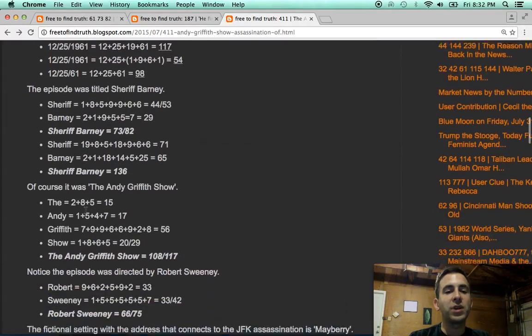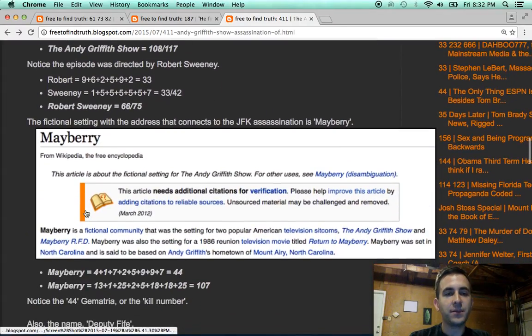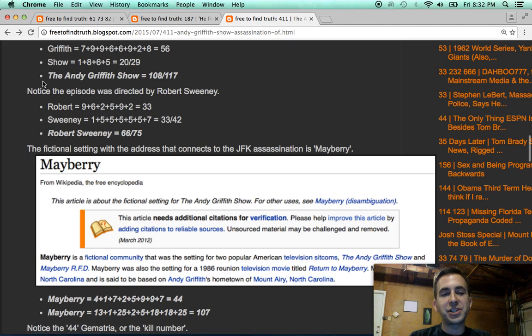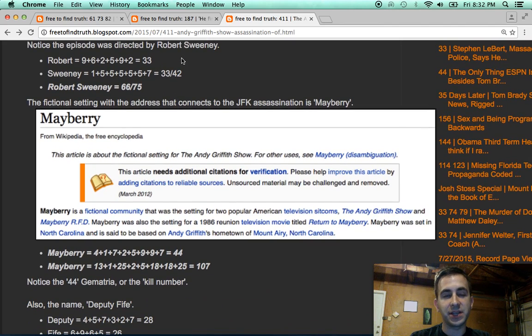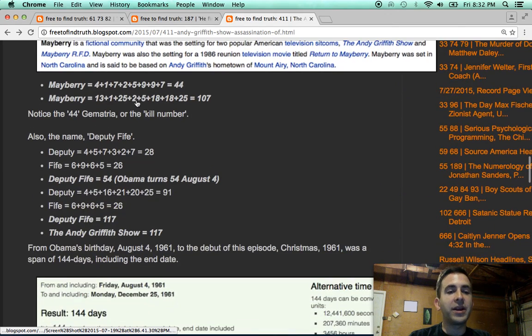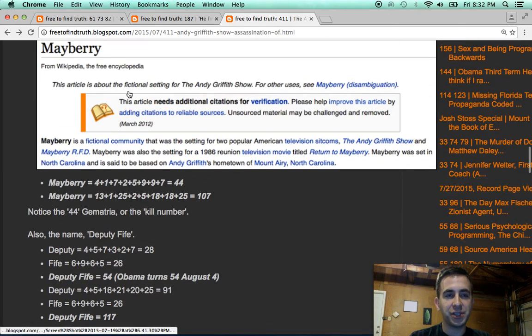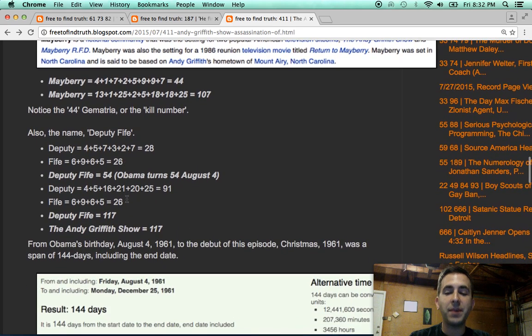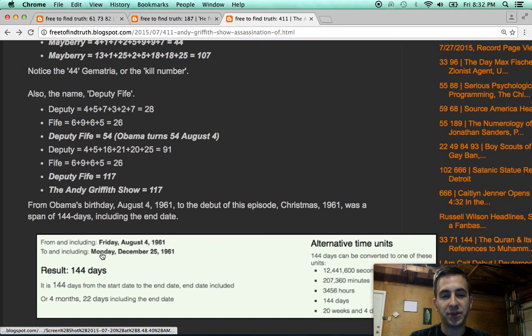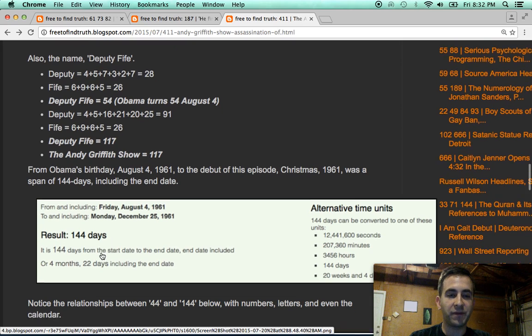Here's where it gets really interesting. Well, I should mention that the Andy Griffith Show has the same gematria as Central Intelligence Agency. The Central Intelligence Agency, created by the 33rd President, Truman. Anyhow, here's where it gets really interesting. Mayberry, the location in this episode, Mayberry equals 44, JFK, the 44th term president, Obama now number 44.